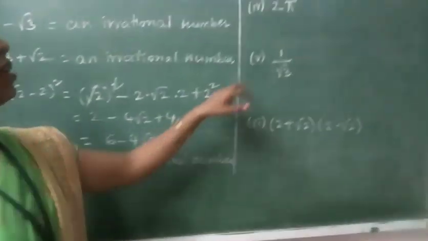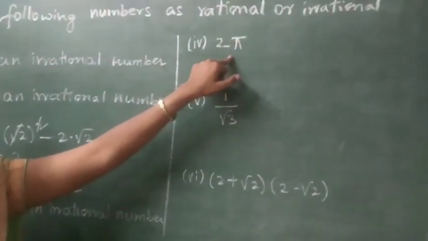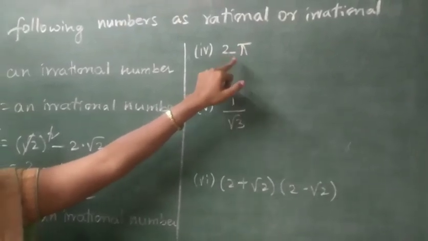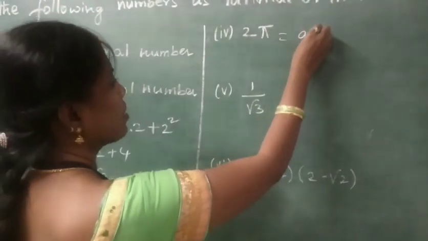Now 2 pi. As we learned that pi is an irrational number, the product of a rational and an irrational is again an irrational number.